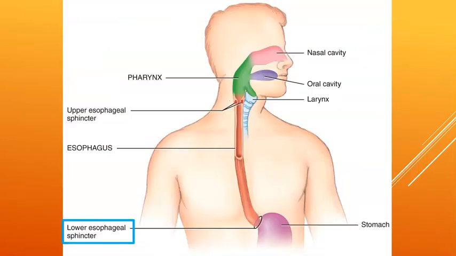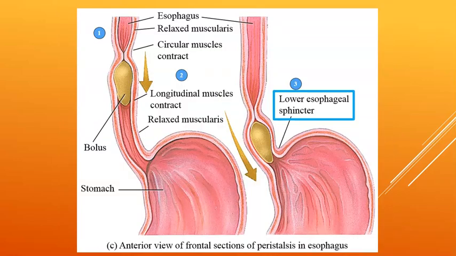As we follow the bolus, it will next encounter the lower esophageal sphincter, which involuntarily relaxes to allow the bolus into the stomach. The major function of the lower esophageal sphincter is to keep the hydrochloric acid from regurgitating into the esophagus, especially while the stomach is churning. Regurgitation of acid into the esophagus, also known as acid reflux, can cause a pain in the chest, commonly called heartburn.